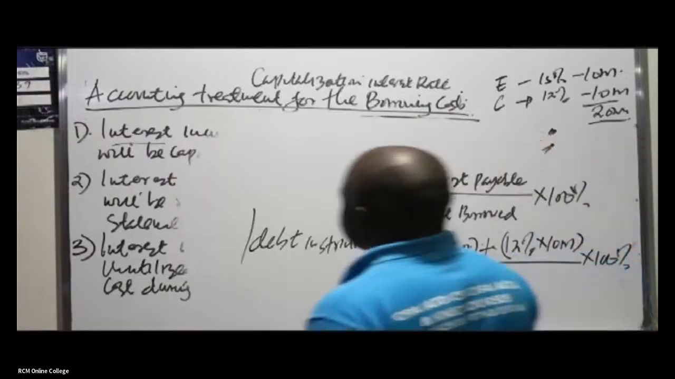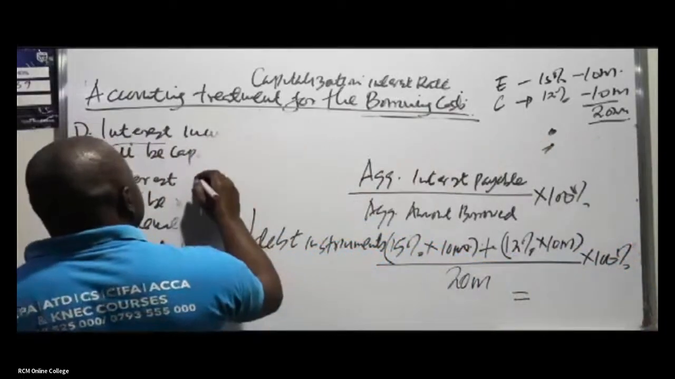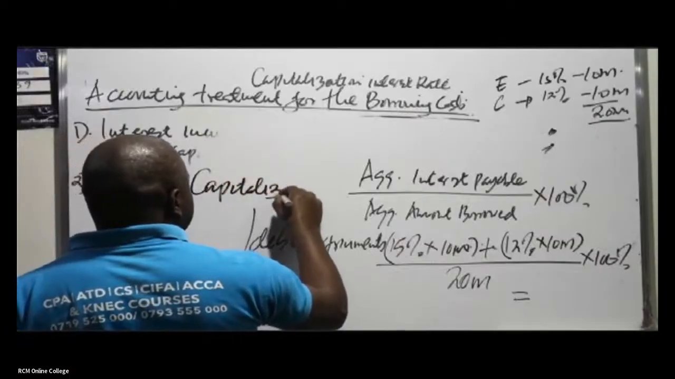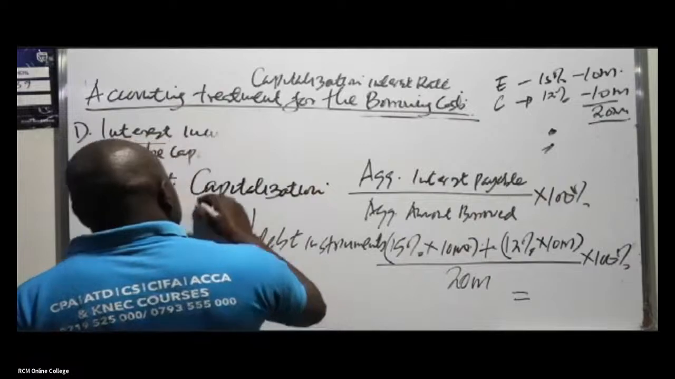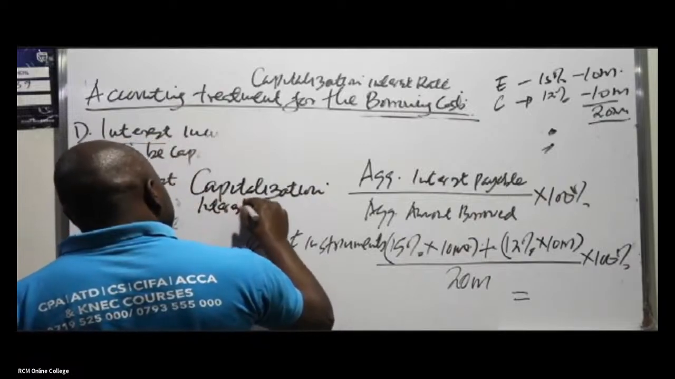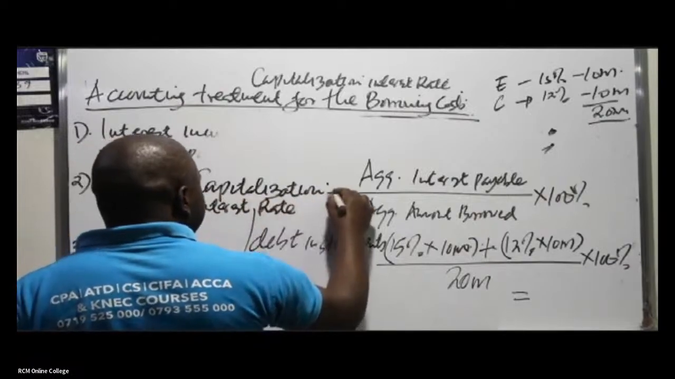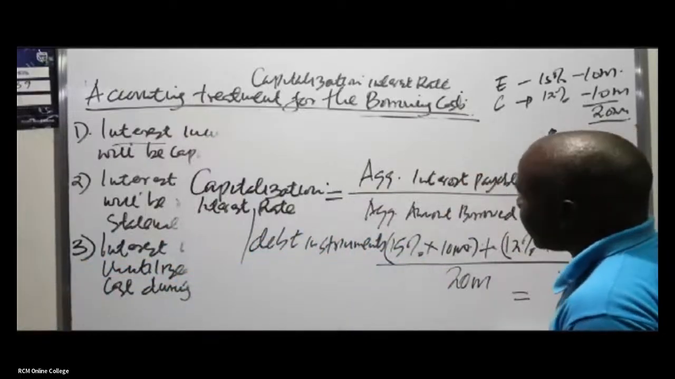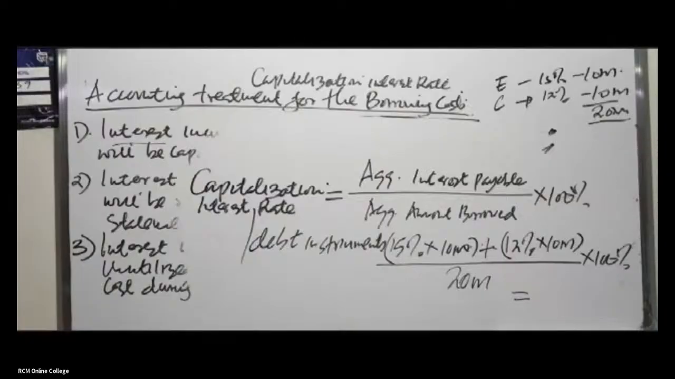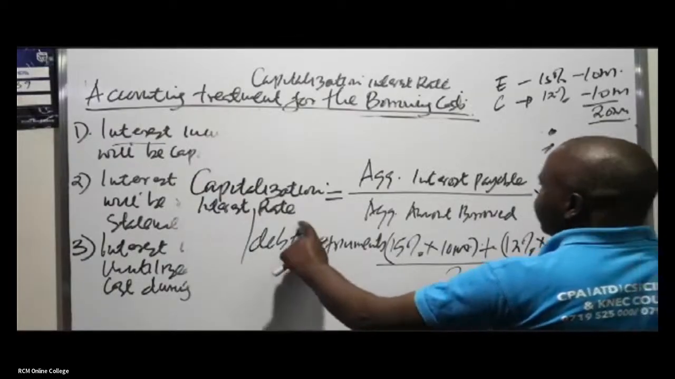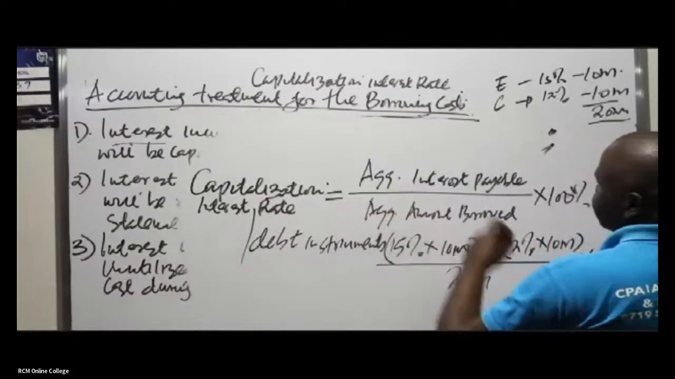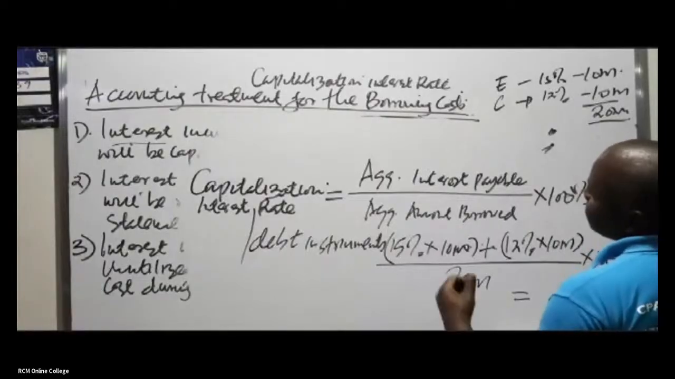Then you put a formula: capitalization interest rate is equal to aggregate interest payable. Are you seeing the board? You should look on the board. Look at the board, Ezra. You now put this formula, capitalization interest rate is equal to aggregate. I've just written an abbreviation there. At least write in full.